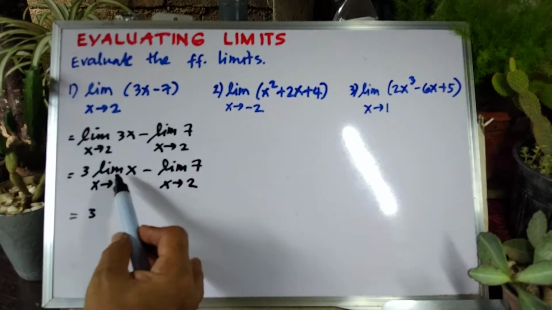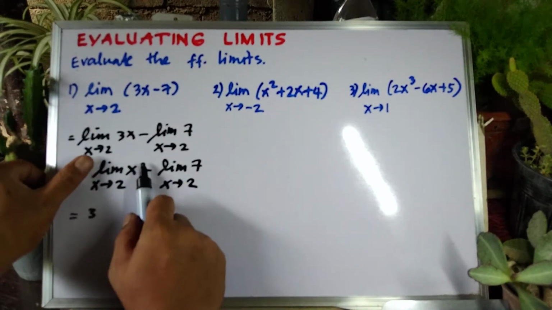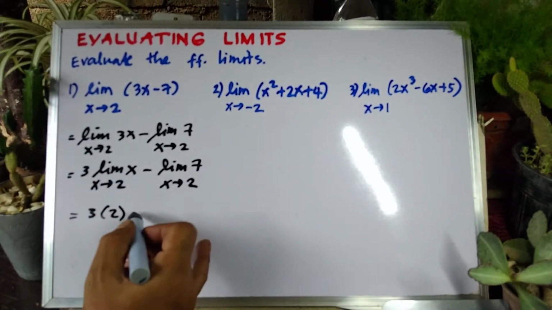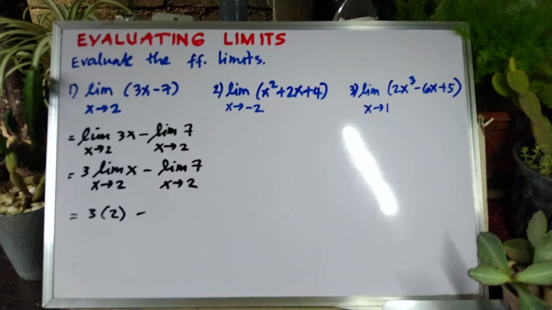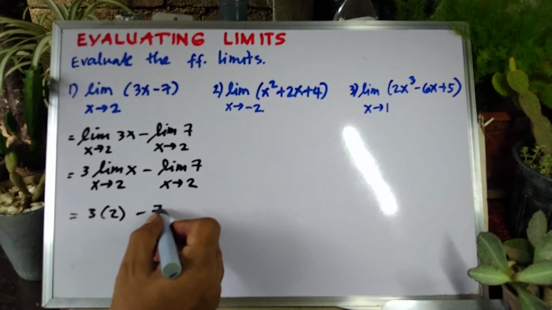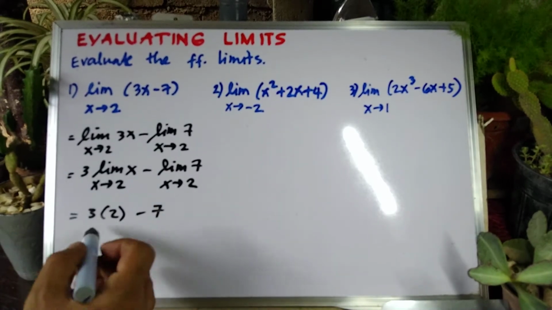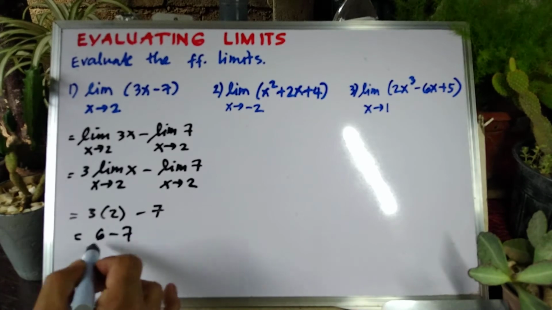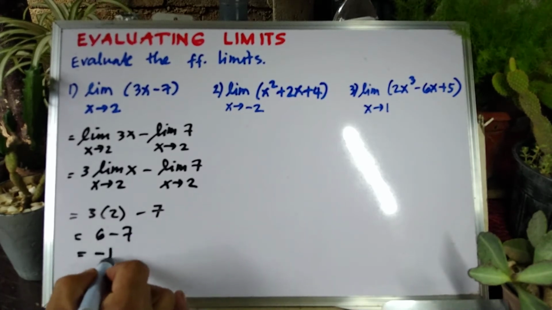What is your answer here, without looking at the 3? Limit of x as x approaches 2. Limit of identity, right? You will have 2, correct? Minus, what is the limit of 7 as x approaches 2? Limit of a constant. So, this is just 7. So, simplify further. You have 3 times 2, 6, minus 7. So, that is equal to negative 1.